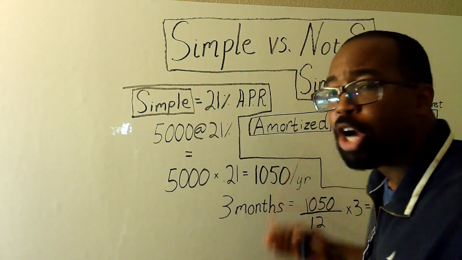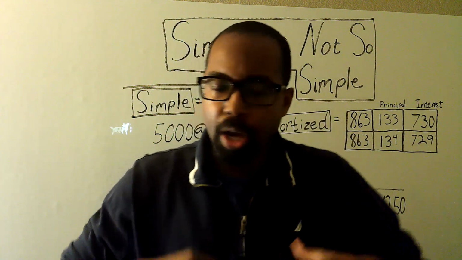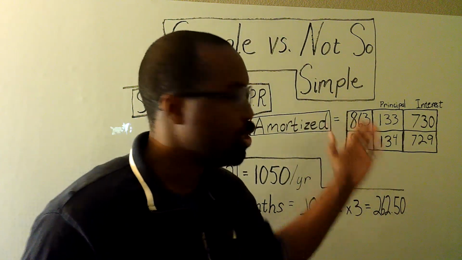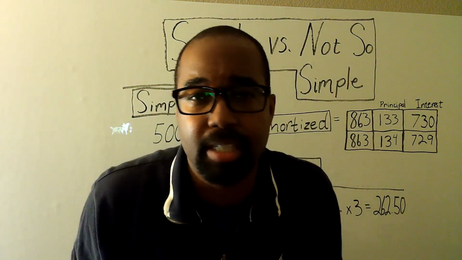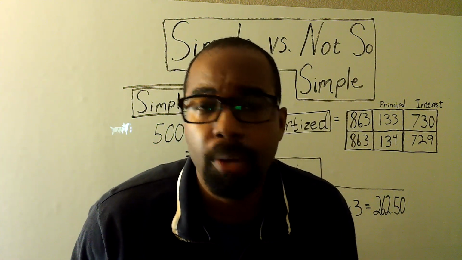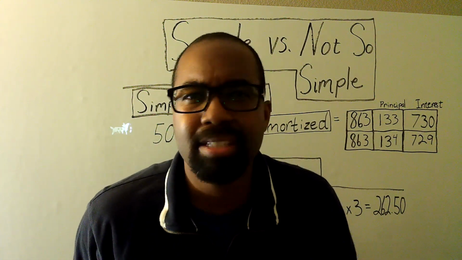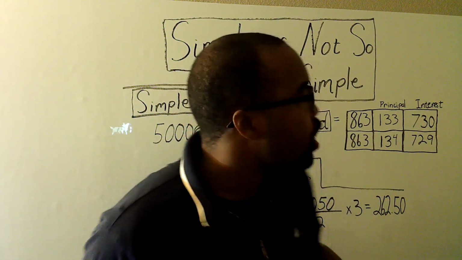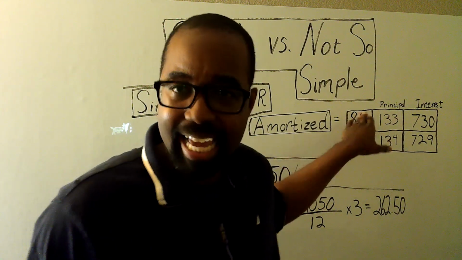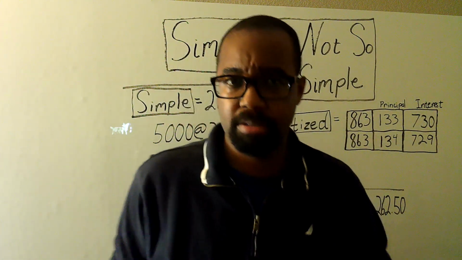But when you're talking amortized, you're talking scheduled, right? Let's just say it's $863 a month. Guess how much it's going to be next month? The loan is going to be $863 again. But what about next month? $863. Well, wait a minute. Why isn't it going down? Because it's going to divide that $863 up into the principal and the interest payments.